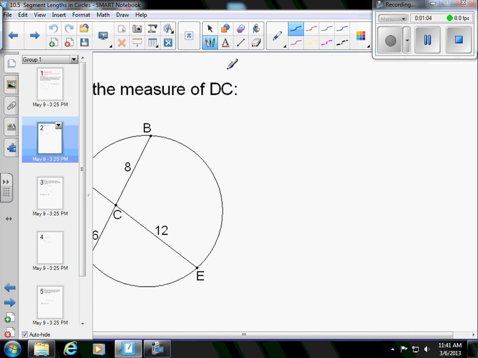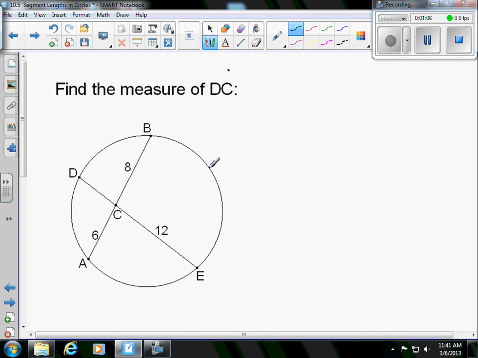Let's go to the next page. So let's say you have this situation. We've got two chords intersecting at point C. We want to find the measure of DC. Well, we know our formula is AC times CB equals DC times CE. So let's go ahead and just substitute our numbers in.